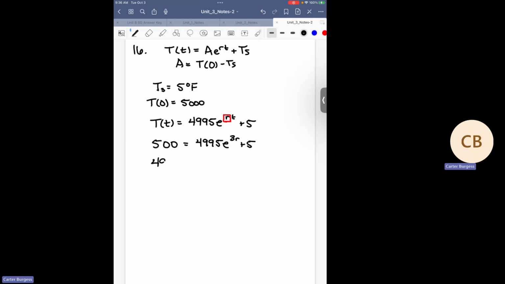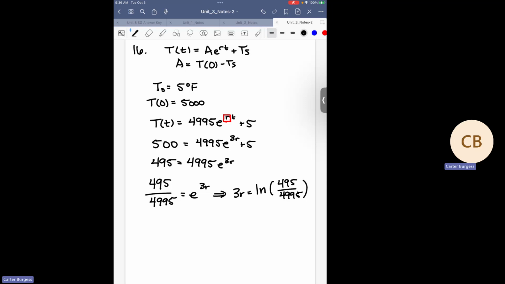Subtracting 5, I get 495 equal to 4995 e to the 3r. Dividing both sides, 495 over 4995 is equal to e to the 3r. And rewriting this as a logarithm, that 3r is equal to the ln of 495 over 4995. Dividing both sides by 3, I get that r is equal to the ln of 495 over 4995, all divided by 3.